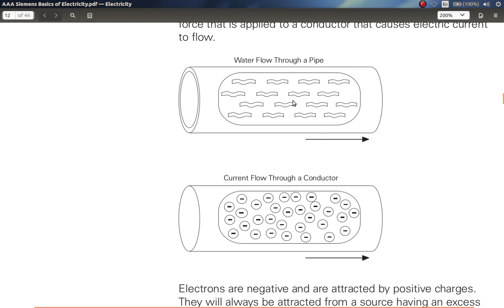So you have water flowing through the pipe. At the top, below here, you have the current flowing through a conductor. And the fact is, they will not just flow in one direction just like that. You have to push them, force them to move in the direction that you want. So you apply a force. This force is referred to as the electromotive force, EMF.